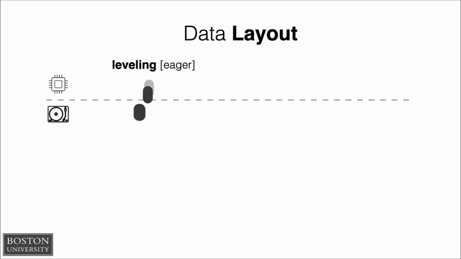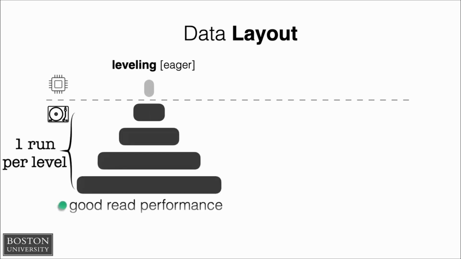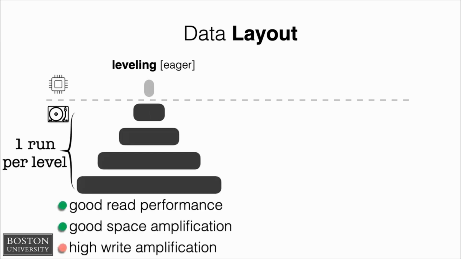The next time the buffer is full, we flush it, but we make sure that when we are flushing it, we are also compacting with all the data that is already there in level 1. Once again, the buffer is full, and we keep on repeating the same thing. This applies to all levels on storage. And what happens as a result is that we have only one sorted run per level.